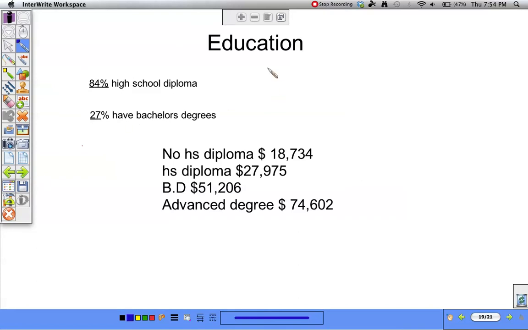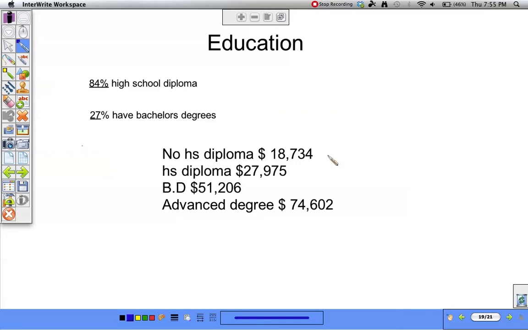Education has been on the rise. 84% of Americans today graduate with a high school diploma, and that is the highest it has been. And about 27% have bachelor's degrees. If we look at the average earnings of people based on their educational status, it does seem to pay to stay in school. To just graduate high school, you essentially increase your lifetime earnings by about 50%, which is pretty significant.